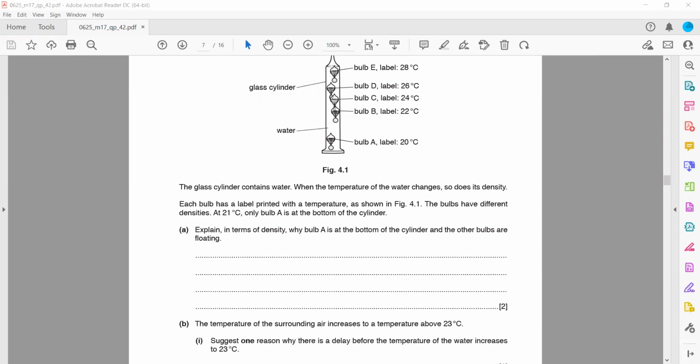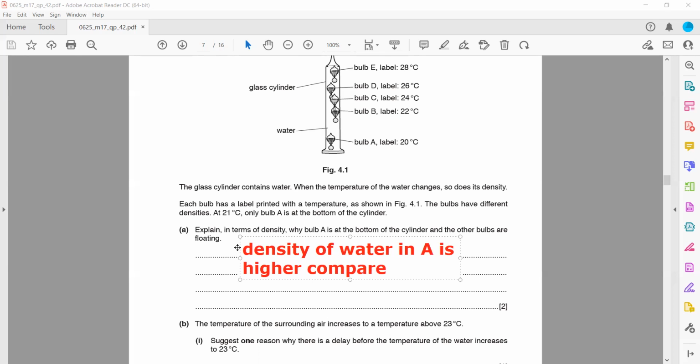Because when the temperature is low, the particles are closer, so the density is high. And that's why A sinks, or A is at the bottom. But for the other bulbs, the density of the water is low. As the density of the water is low, they will float. So in terms of density, why is bulb A at the bottom? It shows that the density of the water in A is higher compared to the other bulbs. So A will sink.